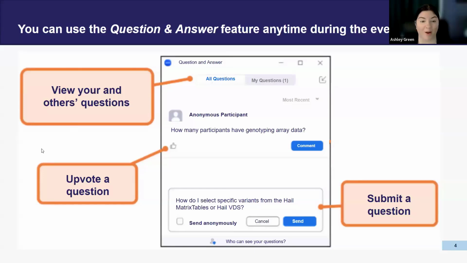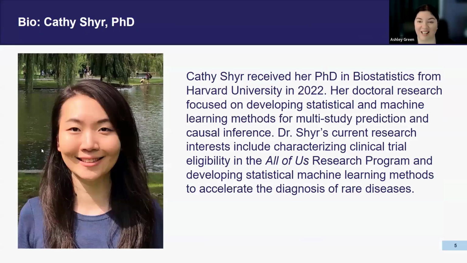Okay, so let's go ahead and meet our presenters. Dr. Cathy Shyr received her PhD in biostatistics from Harvard University in 2022. Her doctoral research focused on developing statistical and machine learning methods for multi-study prediction and causal inference. Dr. Shyr's current research interests include characterizing clinical trial eligibility in the All of Us Research Program, and developing statistical machine learning methods to accelerate the diagnosis of rare diseases.